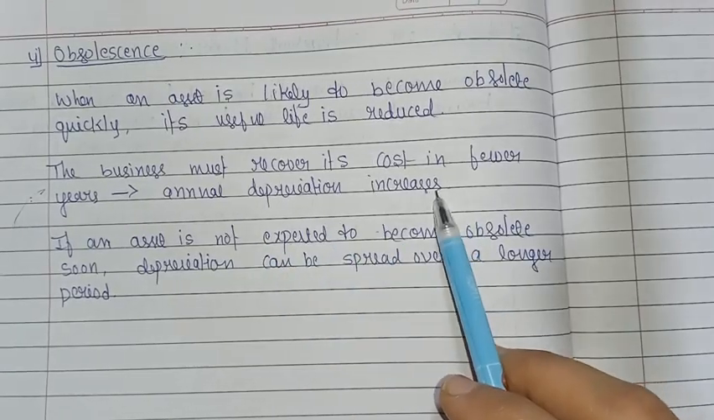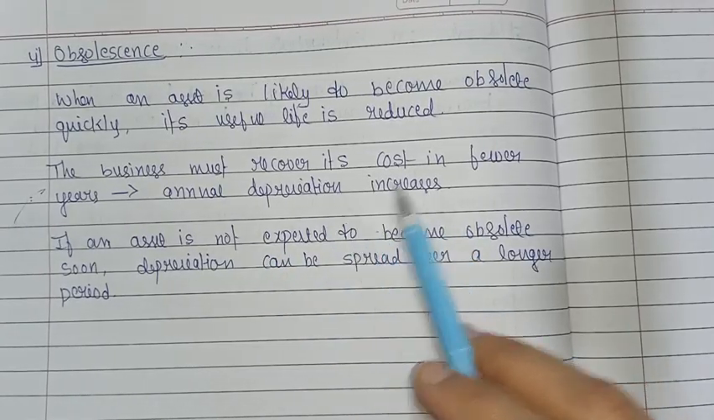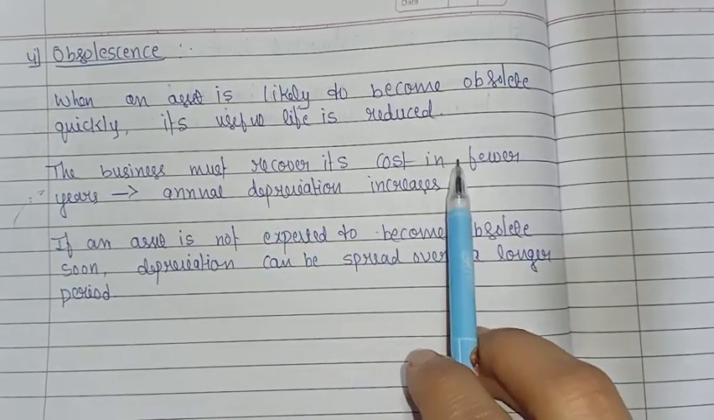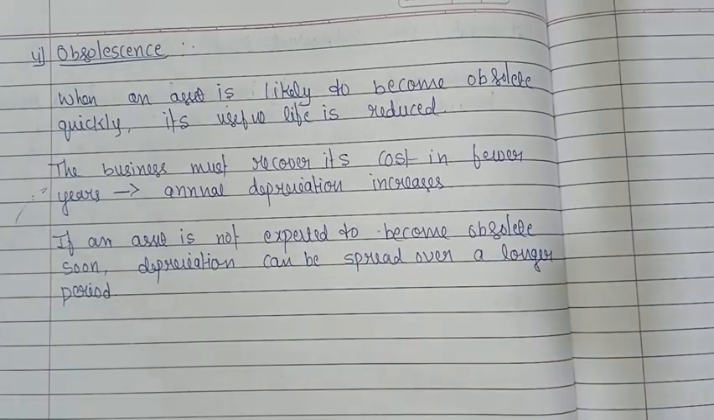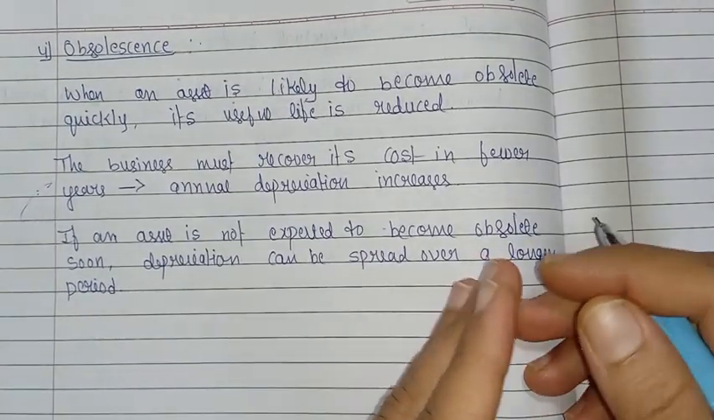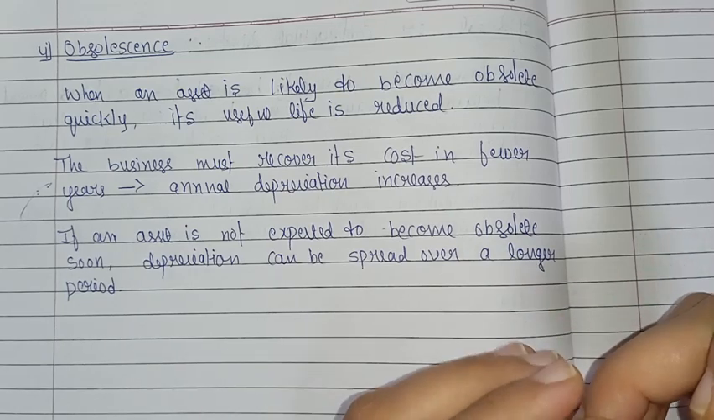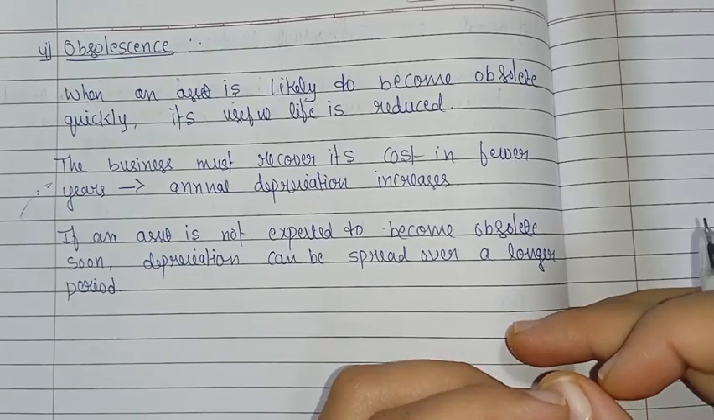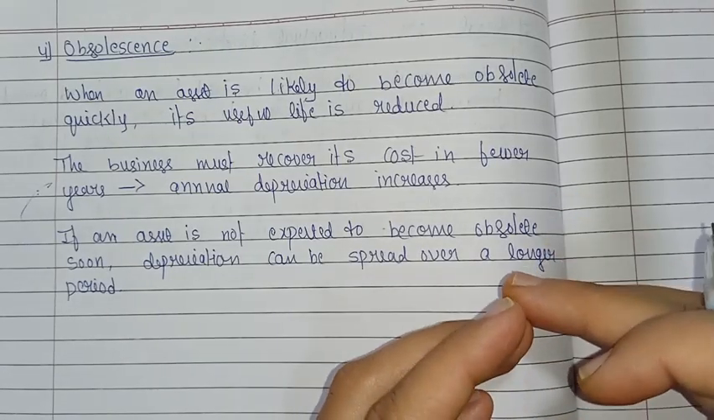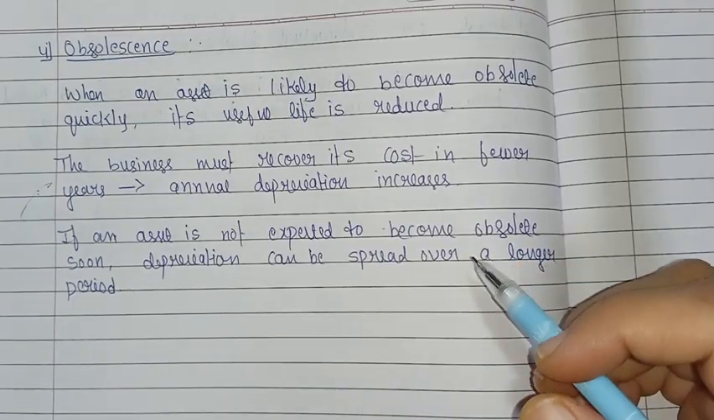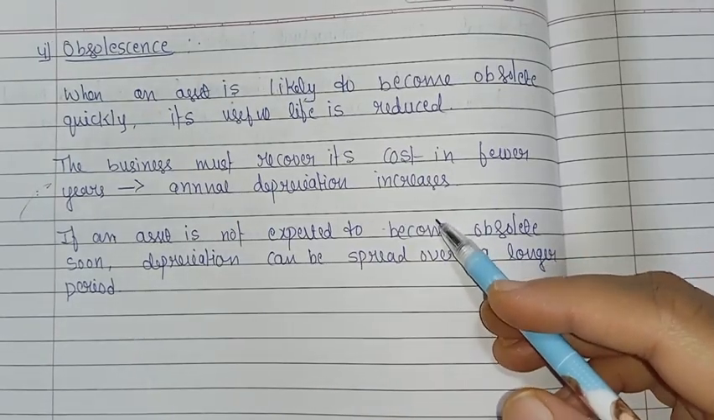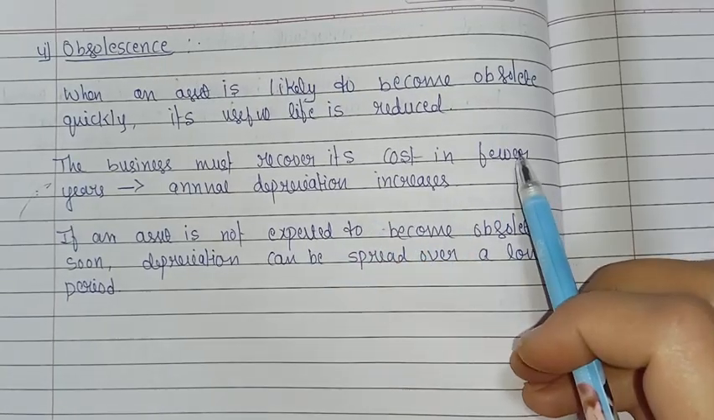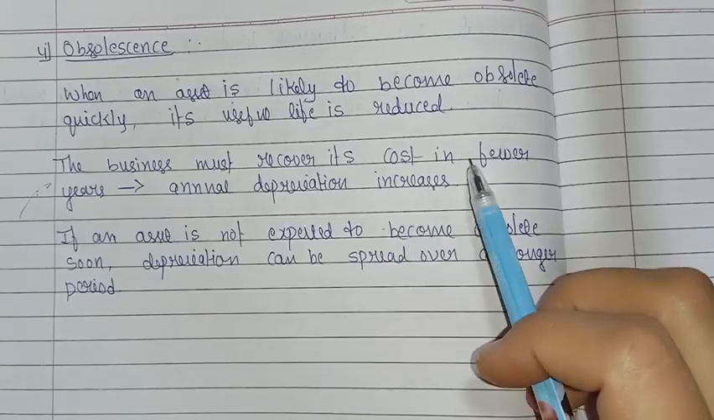Annual depreciation increases. Here they are talking about the amount of depreciation. The business must recover its cost in fewer years, and annual depreciation increases. It means if an asset becomes obsolete quickly, the business has less time to earn back the money it spent on buying it, right? So the annual depreciation increases.